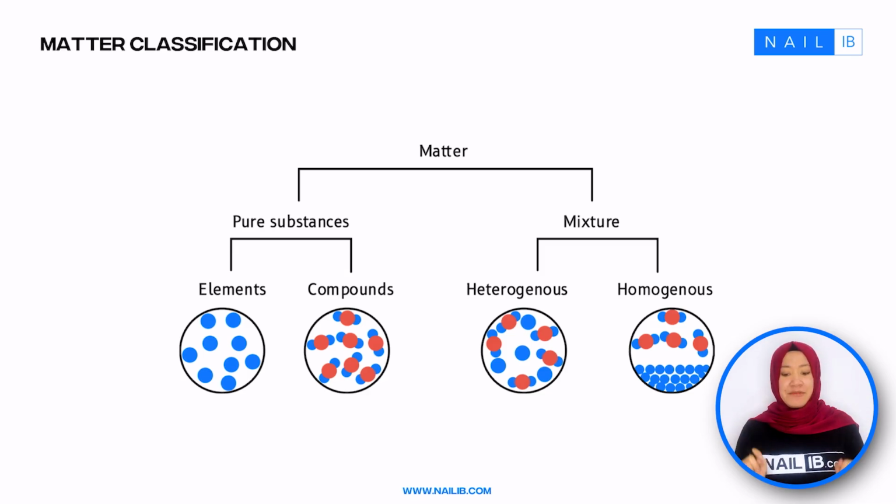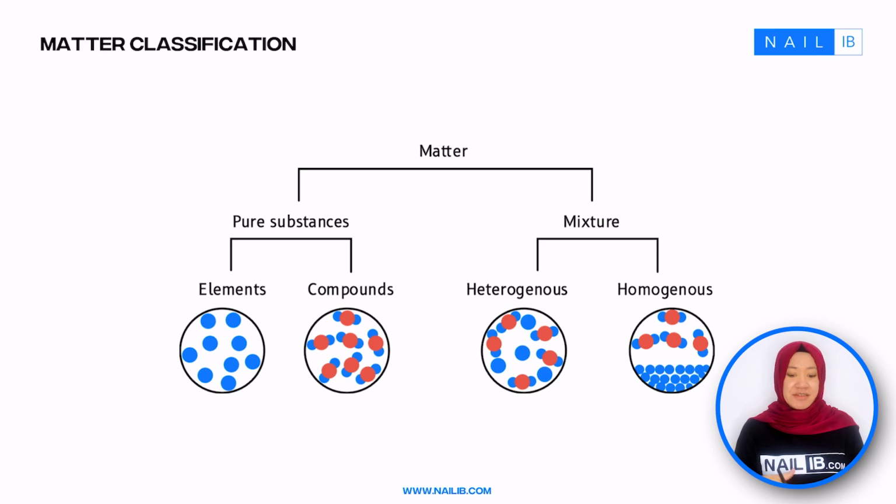Mixtures have 2 types: homogeneous and heterogeneous. The difference is that homogeneous has a uniform composition and properties, but heterogeneous does not. An example of homogeneous is a salt solution or sugar solution. You can't see the sugar anymore when it's completely dissolved in the water, but it is still a mixture.